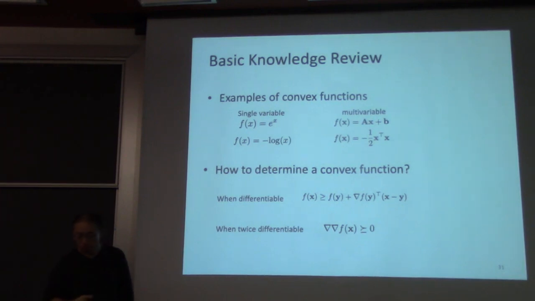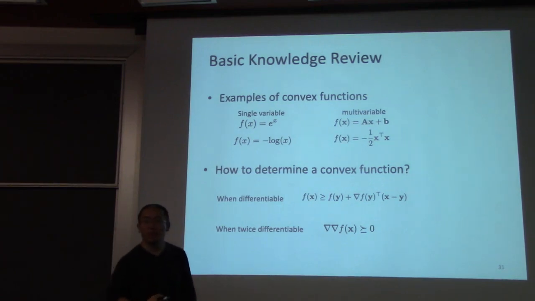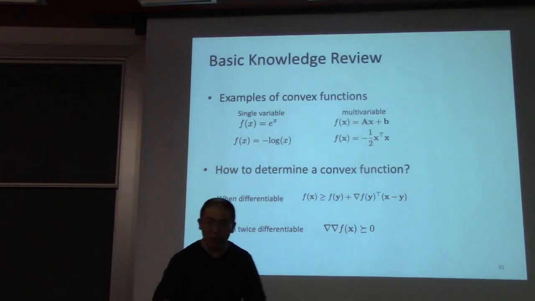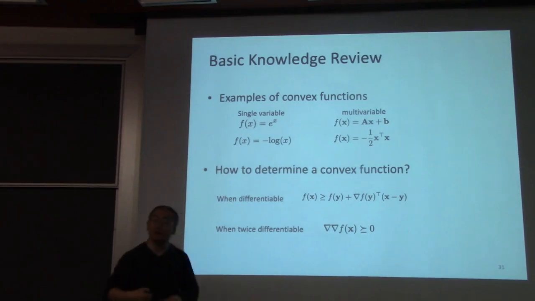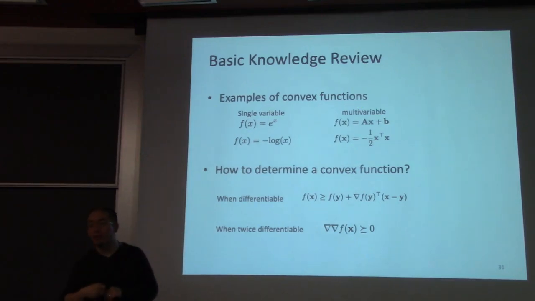B is scalar. This is often called an affine function, although you can also call it linear function. But when you deal with a multivariable case, we usually call linear function an affine function. Affine function is always convex. What? B should be a vector.